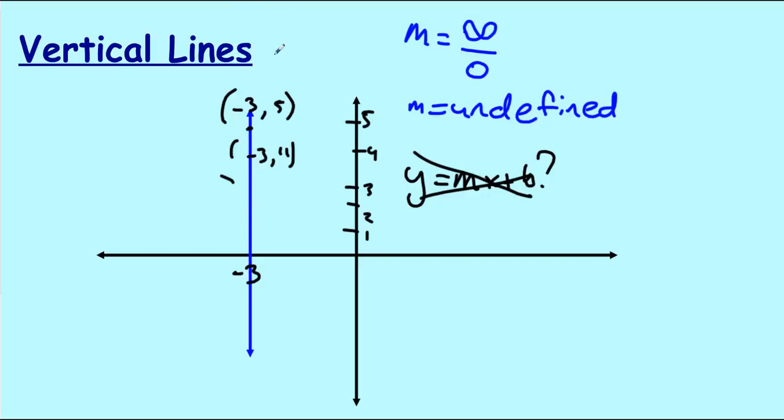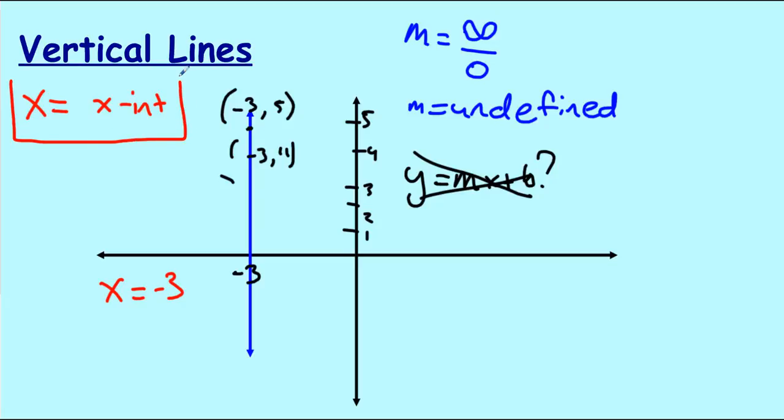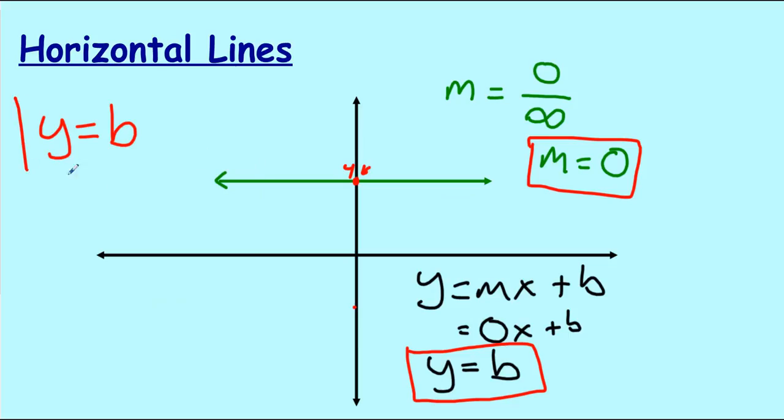So then for all vertical lines, the equation is x equals your x-intercept, whatever that is. Because we don't have a variable for that, I'm just going to write equals x-intercept. So in this case, this vertical equation would be x is equal to -3. So vertical lines, the equation is x equals the x-intercept. For horizontal lines, the equation is y equals your b, or your initial value, or your y-intercept. And that's the gist of horizontal and vertical lines.